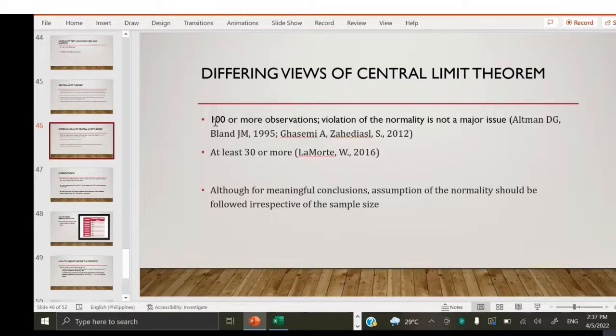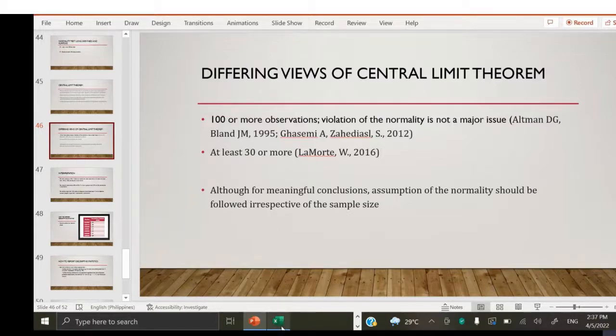So it's not just 30, but they say it should be 100 or more. That way you can relax and assume that the distribution must be normal already. But for Lamort and the other authors, I cannot remember the other authors, they say at least 30 or more. However, for meaningful conclusions, the assumption of normality should be followed irrespective of the sample size.